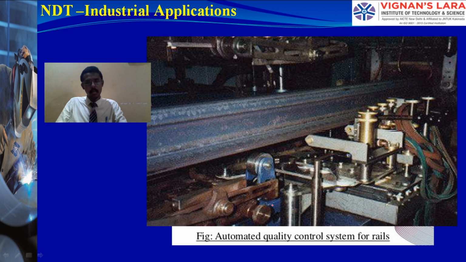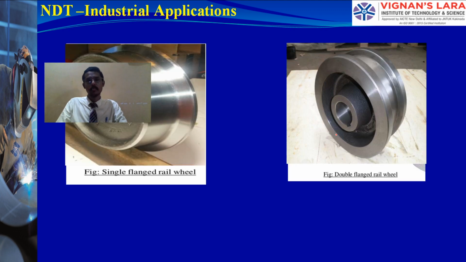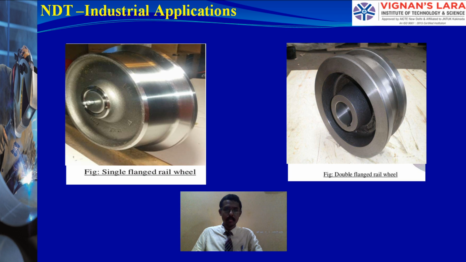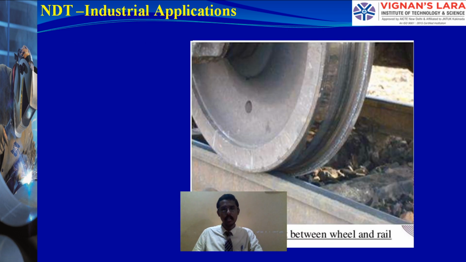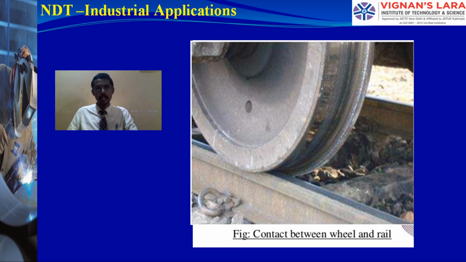Somehow it is an automated quality control system for rails. So length, dimensions, and track maintenance are all done through this machinery and equipment. We can see in the left side image, I have a single flanged rail wheel, and in the right side image I have a double flange railway wheel.